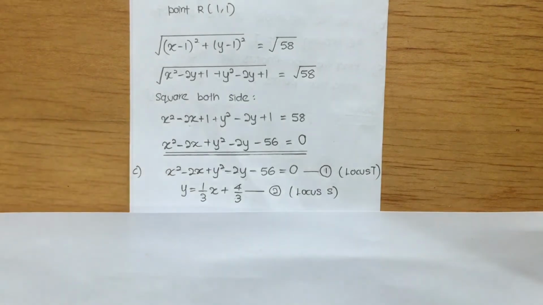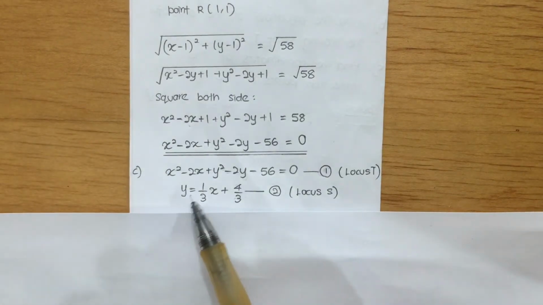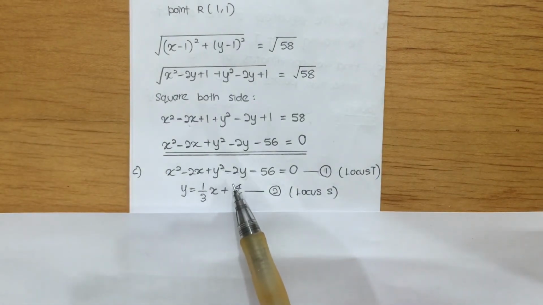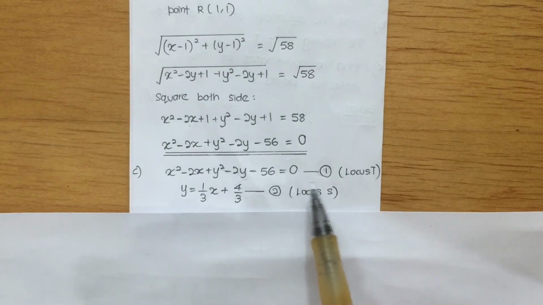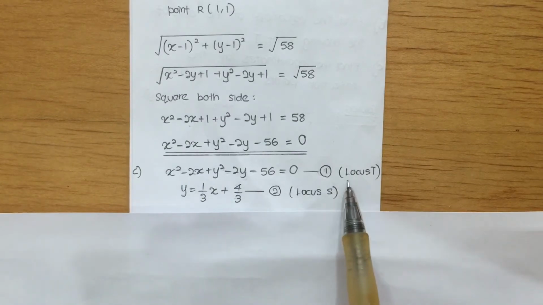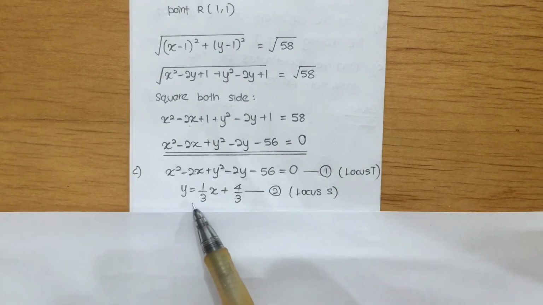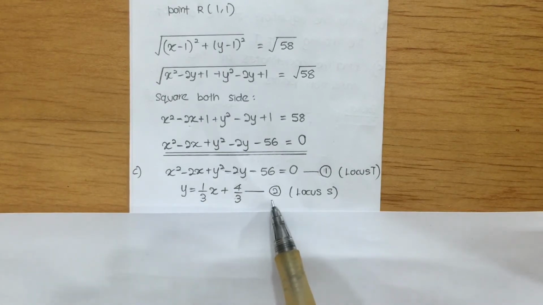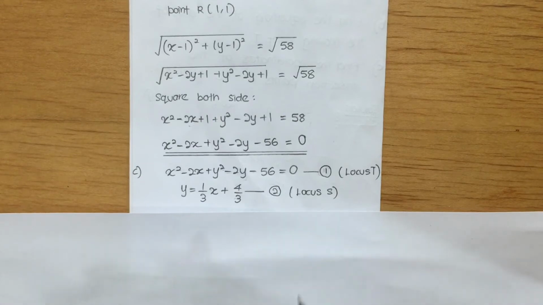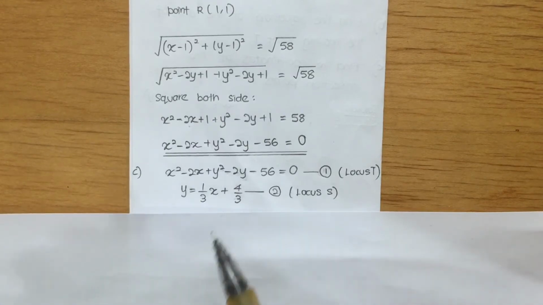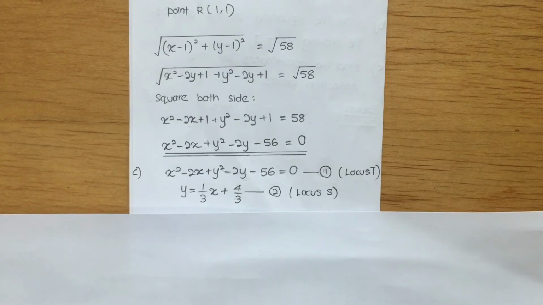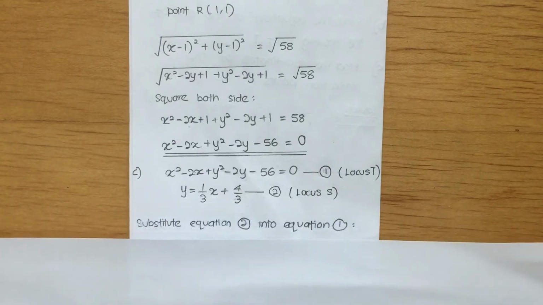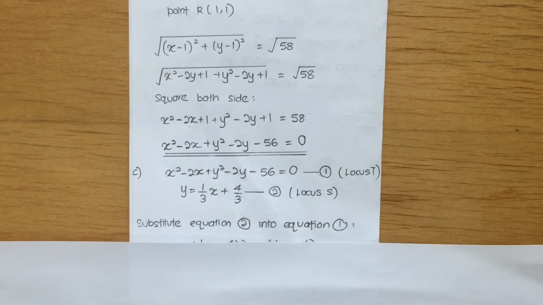Okay, I've already rewritten the whole equation here. x² − 2x + y² − 2y − 56 = 0. This will be our first equation, which is the locus T. y = 1/3 x + 4/3 is the second equation, locus S. So this is a straight line and this is a circular equation. Since the second equation is already expressed in terms of y, what we can do is substitute equation 2 into equation 1. Okay.